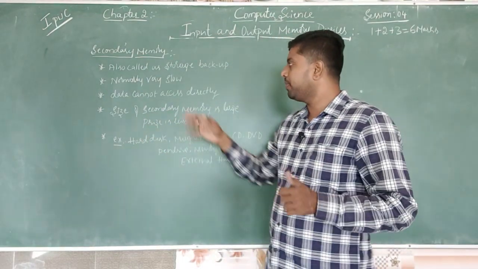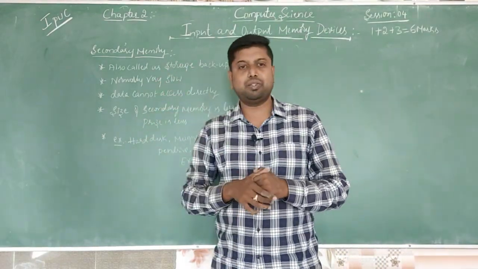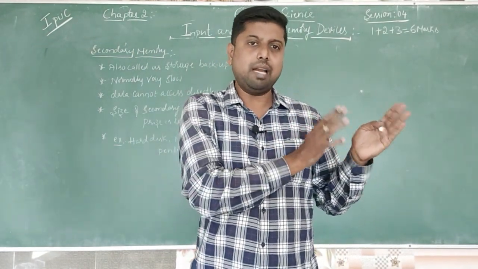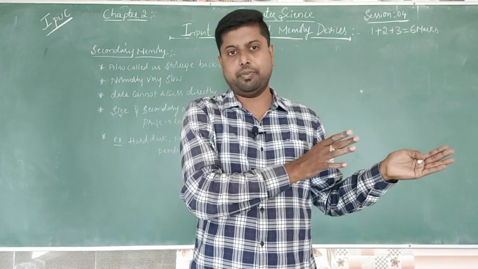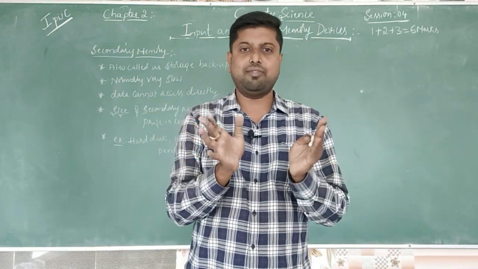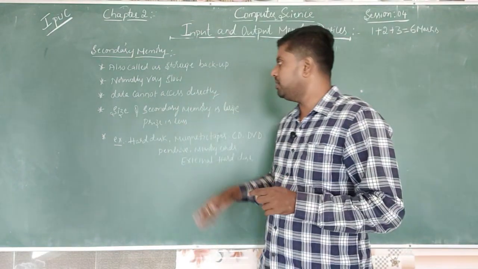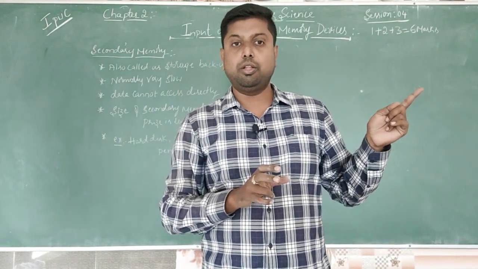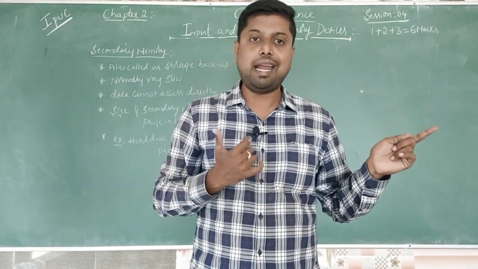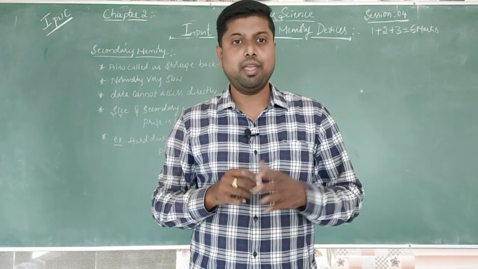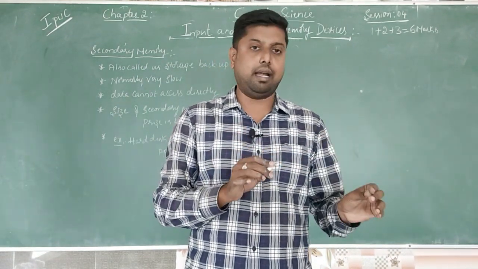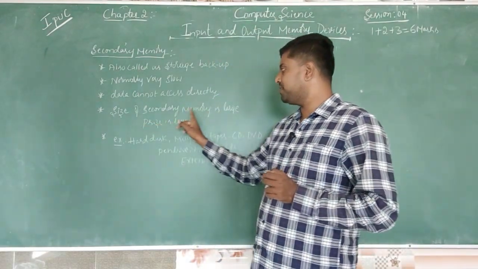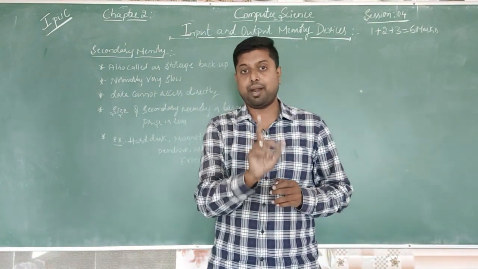Secondary memories are normally very slow compared to primary memory. When we compare the speed, secondary storage devices are a little bit slower. Also, data cannot be accessed directly, but in primary memory we have a chance to access the data directly, through ROM. But in secondary storage memory, we don't have a chance to access the data directly, because we have some other methods to access the data.